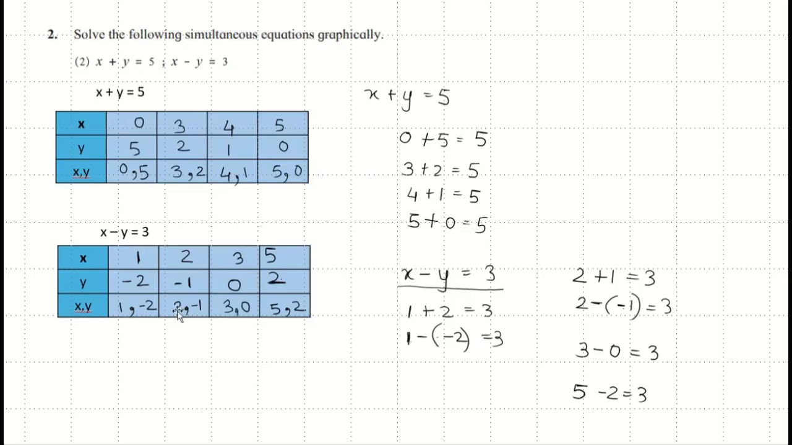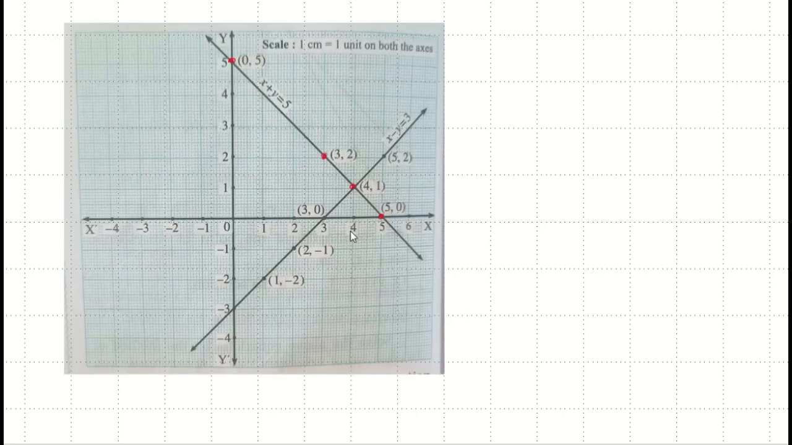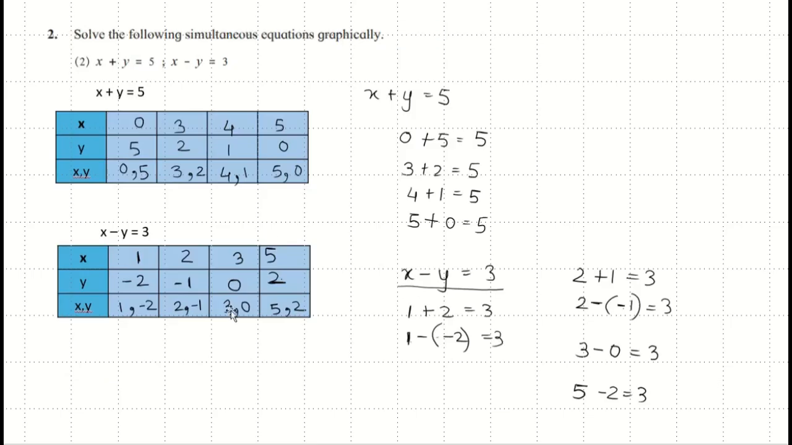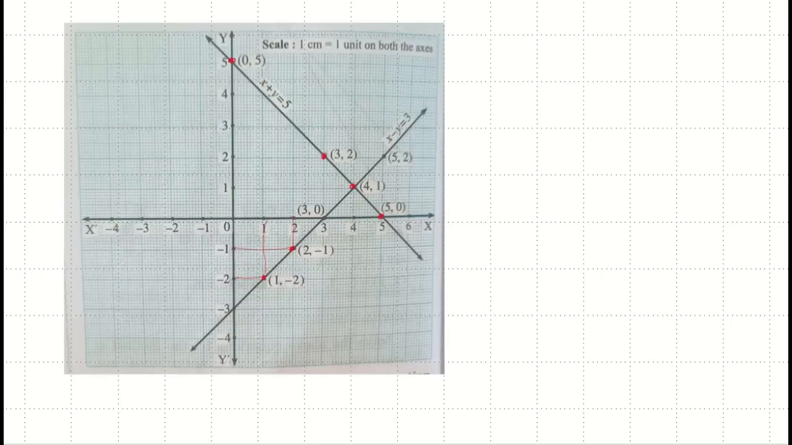1 comma minus 2, 2 comma minus 1. 1 comma minus 2, this is 1 and this is minus 2. And 2 comma minus 1, plus 2 and minus 1. 3 comma 0, 5 comma 2. So for this equation, we will draw a line x minus y is equal to 3, and for this one x plus y is equal to 5.